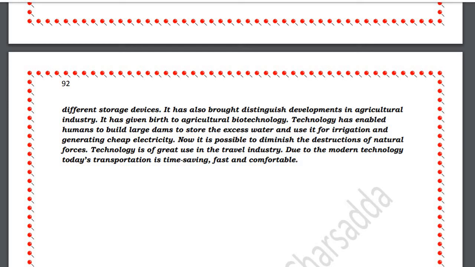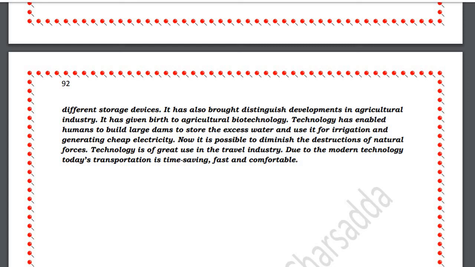Then it has given birth to agricultural biotechnology. Technology has enabled humans to build large dams. Clear? To build large dams to store the excess water and use it for irrigation and generating cheap electricity. Clear? Then now it is possible to diminish the destructions of natural forces. Diminish means कम करना, किसी हद तक stop करने, किसी हद तक कम करना, रोकना.